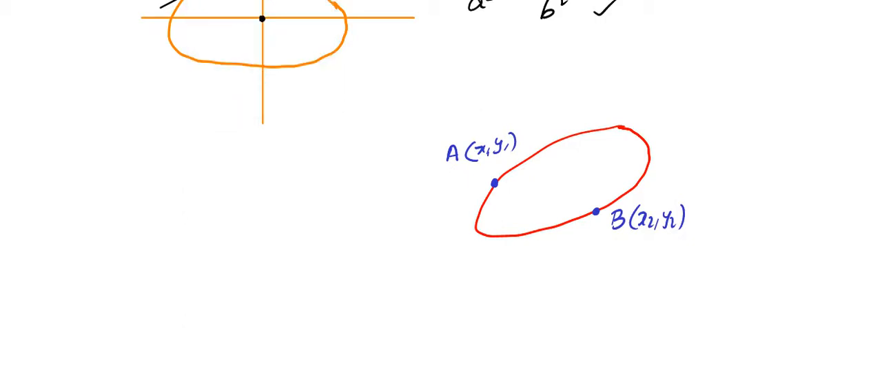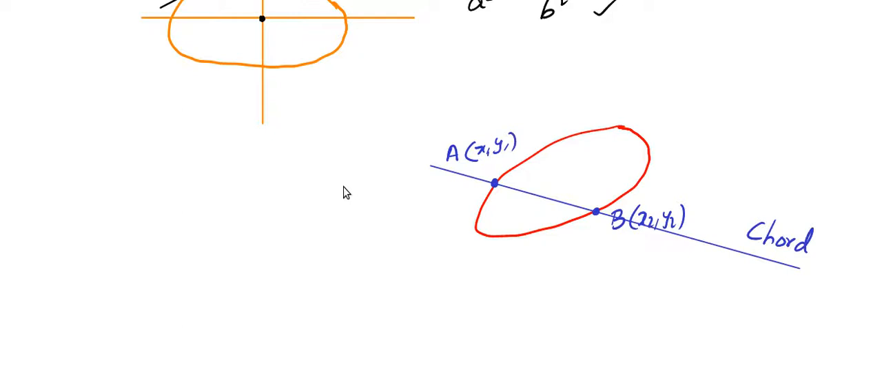Now I want you to take a look at this. What do you call this? Do you remember the name? Yes, it is called a chord. Chord or secant line. So please write, let A be the point of tangency and B be any point on the ellipse, and consider the chord passing through A and B.